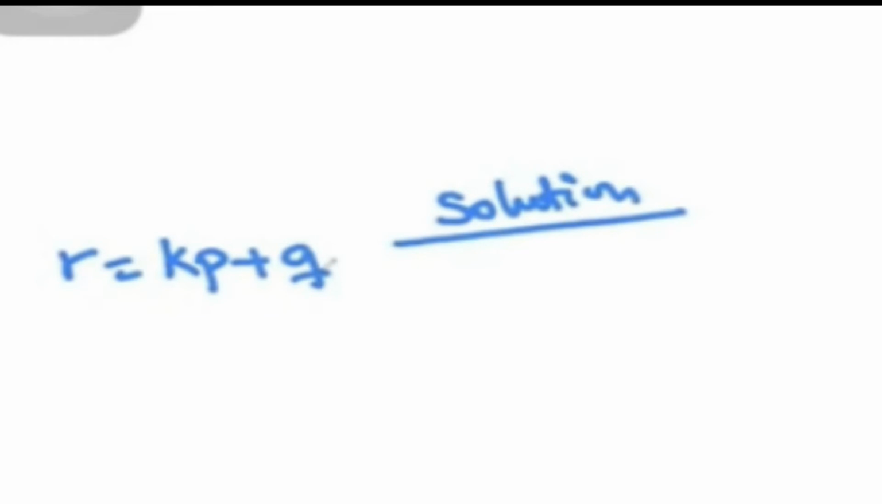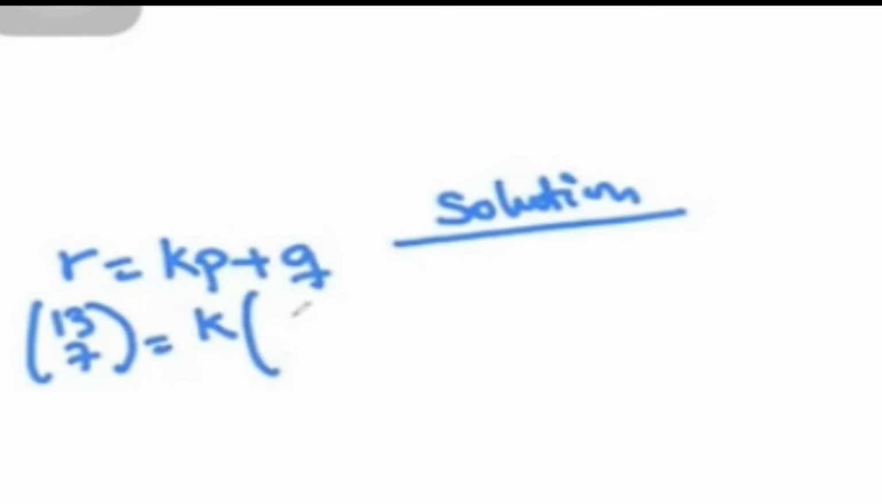So with this one, how do you do it? You just have to do your substitution. R was given as what? What was the coordinate for R? In the question, the coordinate for R was (13, 7). Good. So you are going to get (13, 7) is equal to K. What was the coordinate for P? (2, 1), plus the coordinate for Q as what? (1, 1). Good.